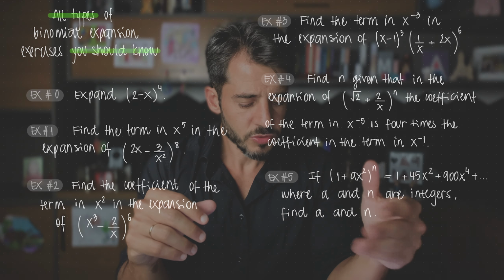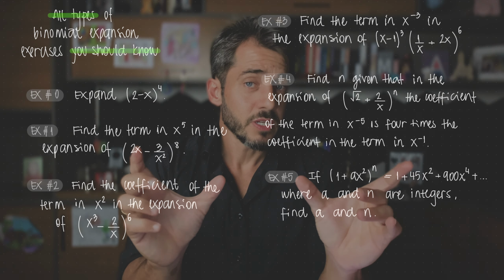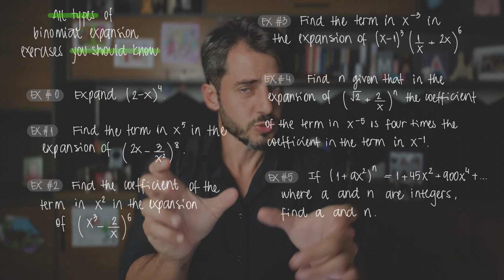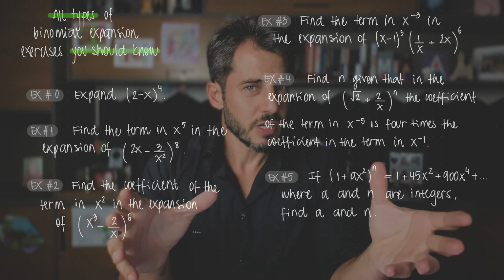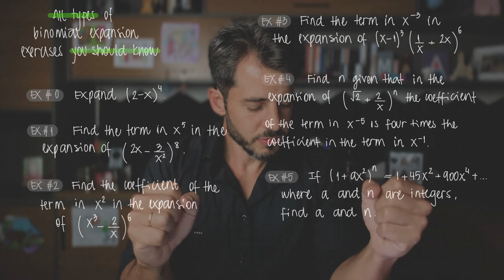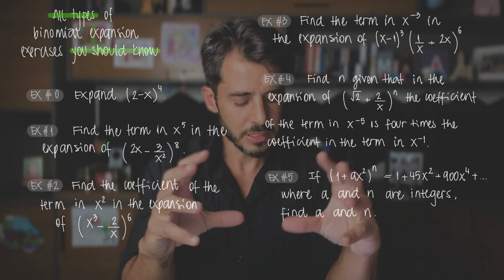And then we move to exercise number 3, which is to find the term in x to the negative 3 in a combination of two binomials. So we have one binomial times the other one. Then we have exercise number 4, which is a bit more creative. We need to address in it two specific terms in this expansion.